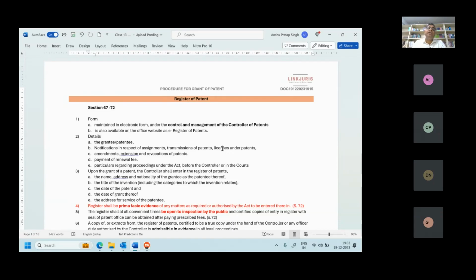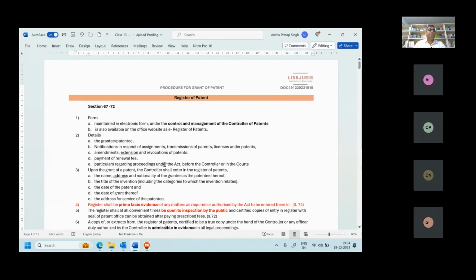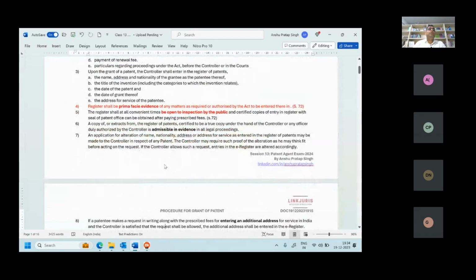When you are not transferring the right, you are giving only the permission. It is called license. That is the license under the patent. So done: assignment, transmission, and license under the patent. Then amendment, extension, and revocation of the patents will also come here. Then payment of renewal fee. Payment of renewal fee is, how much fee has been paid, whether it has been regularly paid or not. All those descriptions will be there.